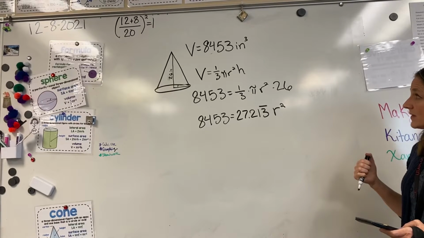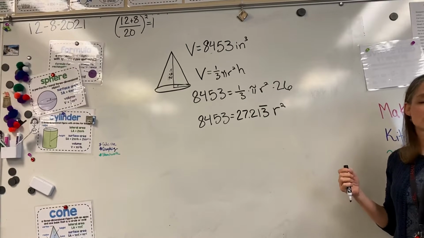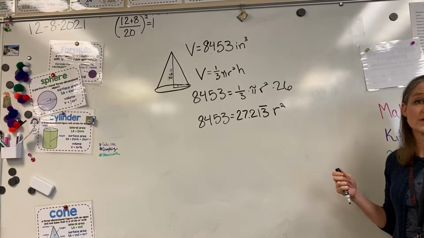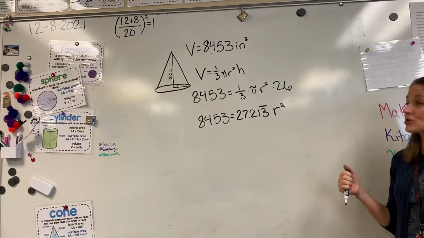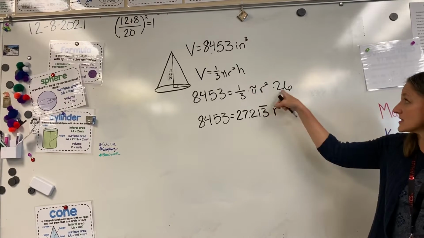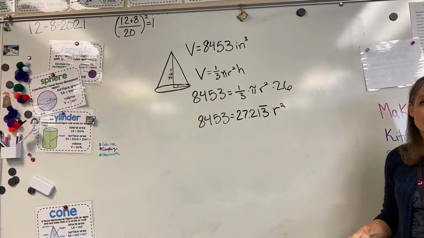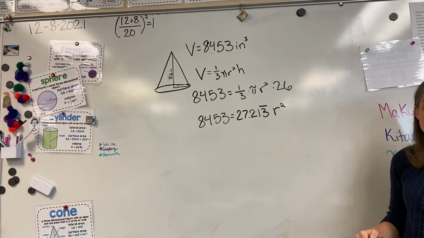There is no way. 1/3 times pi is going to be just a teeny bit bigger than 1, because pi is 3.14. So 3.14 divided by 3 is going to be just a smidge bigger than 1. So that times 26 is going to be a smidge bigger than 26, which is 27.213. Mine passes the "doesn't make sense" test.